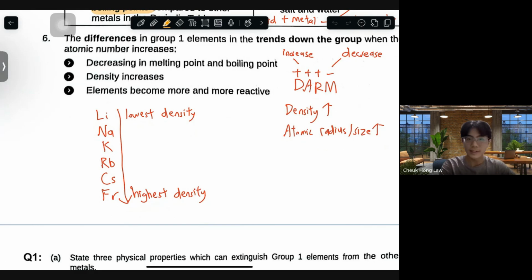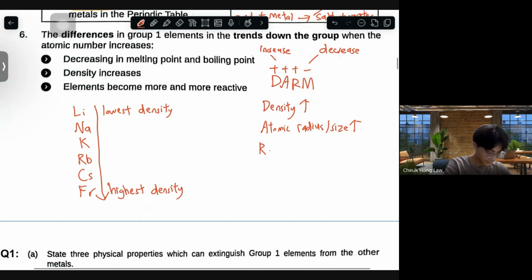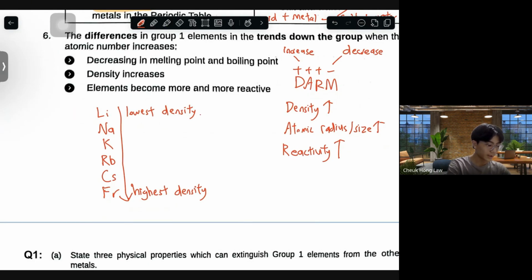Okay, now moving on to the next letter, R. R is reactivity. Okay, there's a plus on top, so reactivity increases down the group, meaning lithium will have the lowest, sorry, not lowest. Lithium is the least reactive. Francium is the most reactive. Okay, down the group, the elements get more and more reactive.